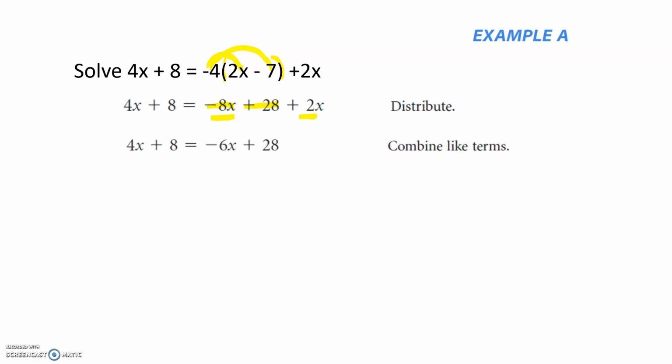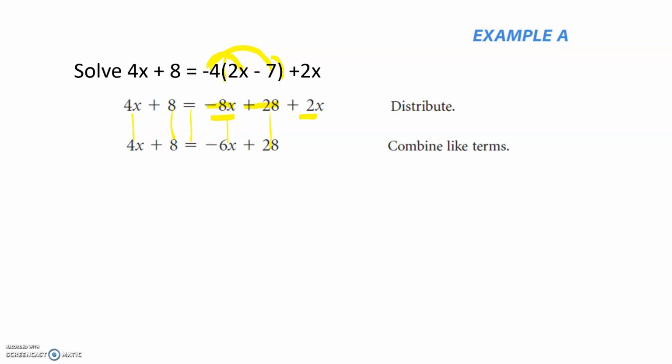So second step, combine like terms. The 4x plus 8 stays, the equal sign stays. Negative 8x and a 2x become a negative 6x, and the plus 28 stays.